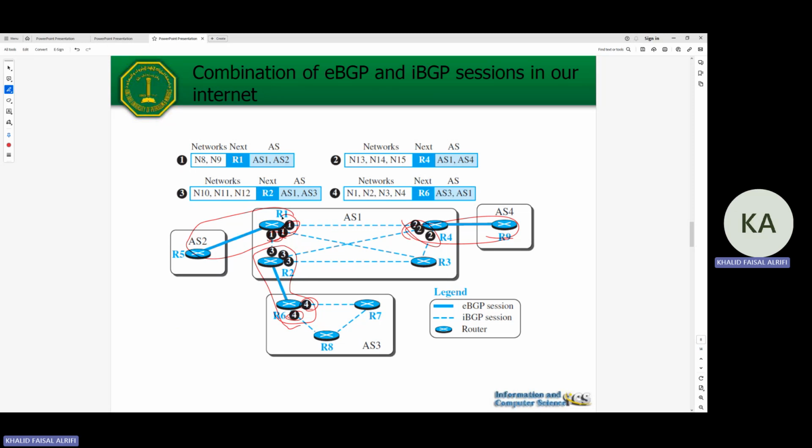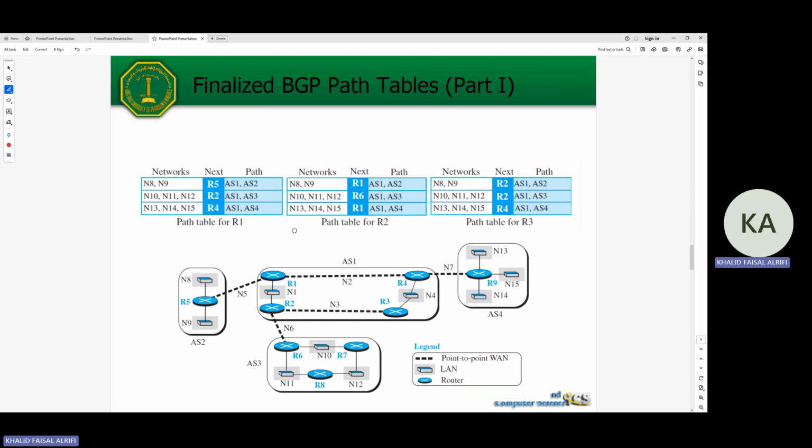Let's say, for example, number 1, the next router is R1. It's connecting to what? There is no numbering, but it's connecting to N8 and N9, which is external. So it will be for this autonomous system. Yes, 8 and 9. And here it's telling you it's connecting from the first autonomous system, which is this, to the second autonomous system, which is this. Just look at it and you will understand it.